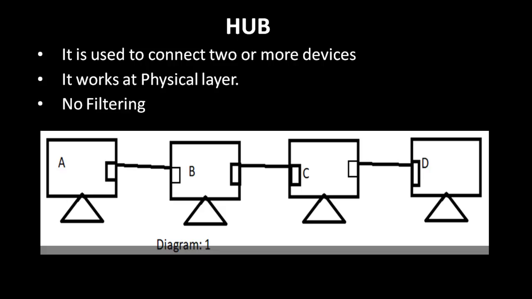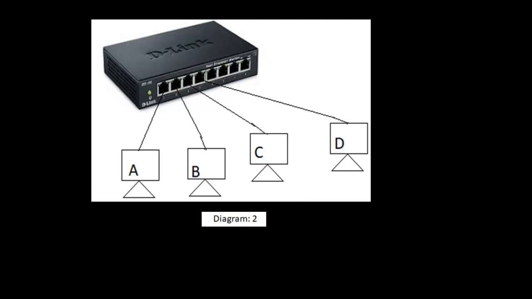And in that case, by any chance, if machine C or B goes down, then communication won't happen between machine A and D. Therefore, we will not connect these machines directly together. So now, how will we connect these machines together? We can connect them through hub, as shown in diagram number 2.